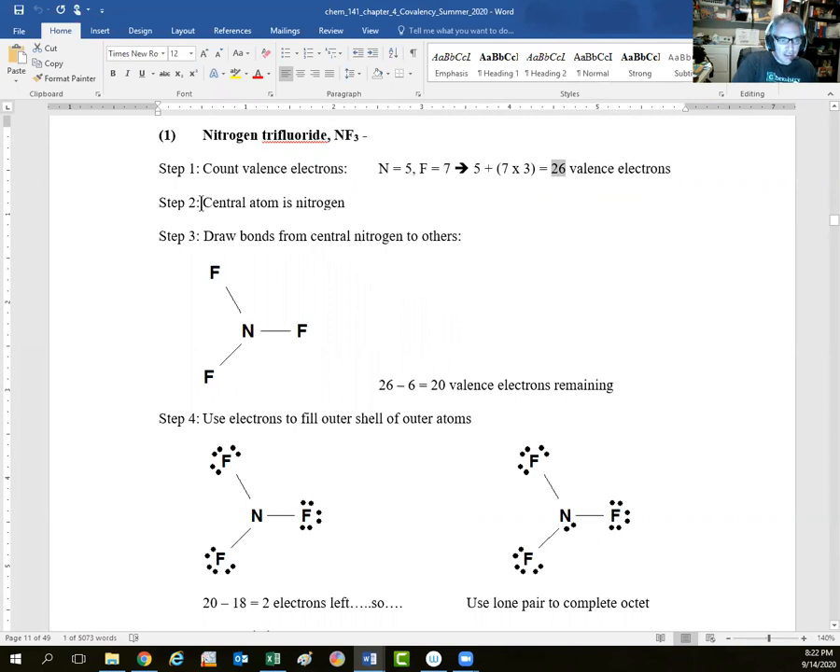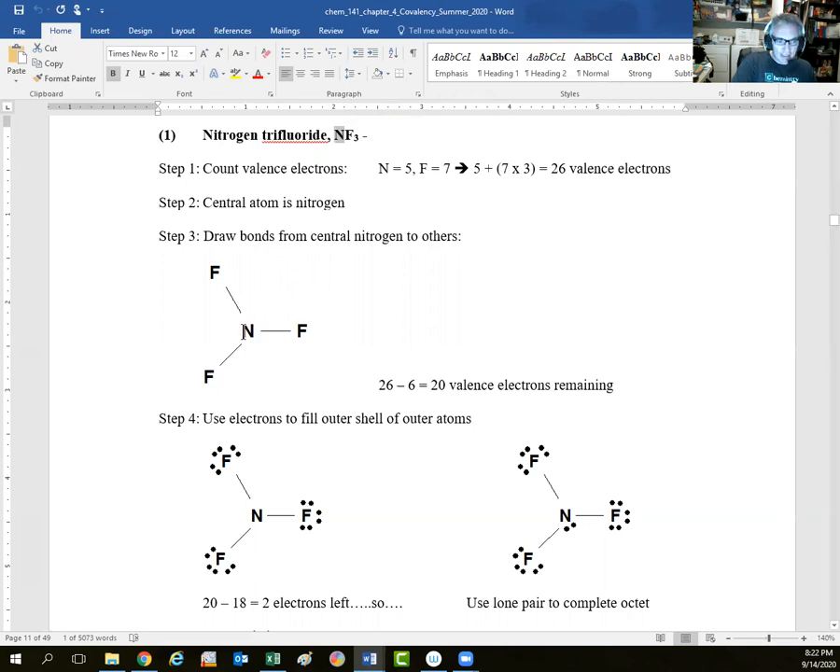We'll choose nitrogen as the central atom because it needs 3 electrons to complete its shell like neon, while fluorine only needs 1 each time. So with more electrons needed, we expect more chemical bonds from nitrogen.